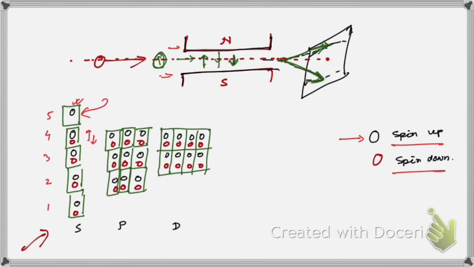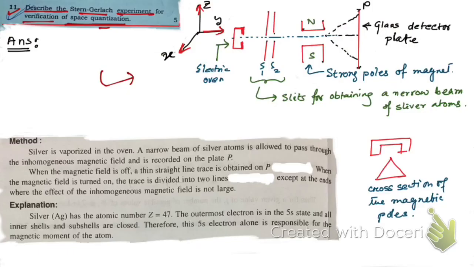Let me tell you how to write the answer. Let me go to the previous slide. This is the diagram of the experimental setup. I have taken this direction as the y direction, and these are the two slits for obtaining a narrow beam of silver atoms, and the strong poles of the magnet. And here is the detecting plate, where the atoms will strike after deflection.